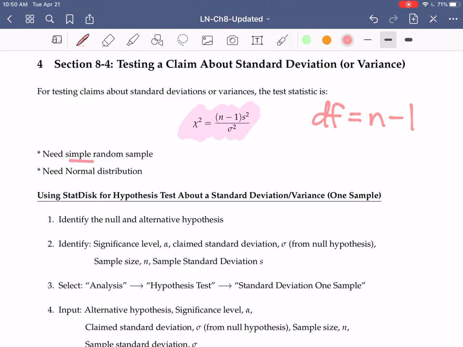Here you need a simple random sample and you need a normal distribution. So those things must be true.